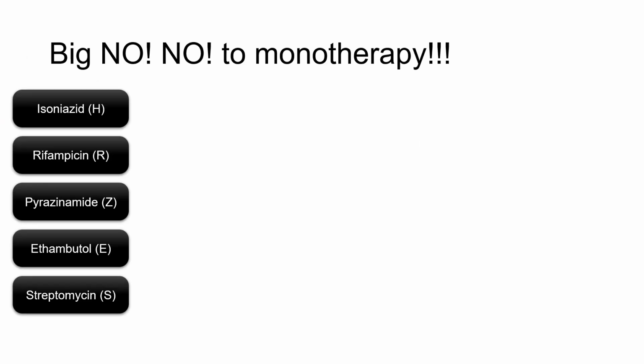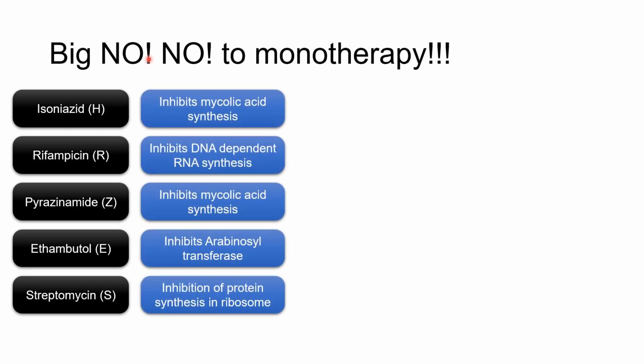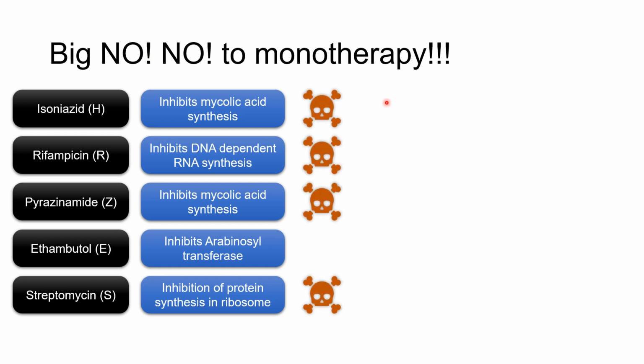So why are many types of drugs, or a combination of drugs, used? Monotherapy is a big no-no in tuberculosis. Why? If we take the example of these first line drugs, these are the five first line drugs: isoniazid, rifampicin, pyrazinamide, ethambutol and streptomycin, commonly known as HRZES. We can see that all the five have different mechanisms of action. All the five have different methods of killing. While four of them are bactericidal, one of them is bacteriostatic.